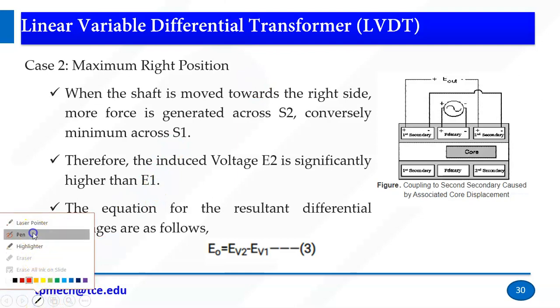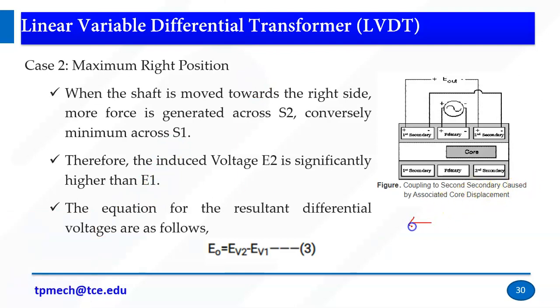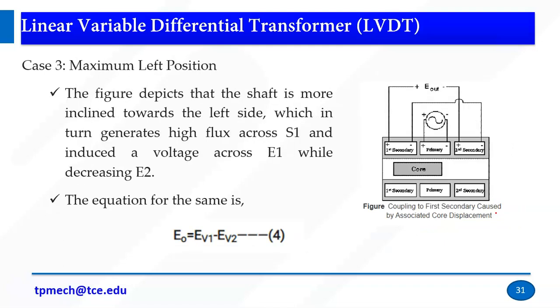that this direction, I take as negative. Assume that this one is negative, this one is positive. So negative and positive. If the core is in the right position, I can get the positive value. So if a positive value comes, it shows the core is displaced to the right side. Right, so if it is in the left position, again EV1 minus EV2, the value gives a negative value. So if a negative value comes, we know the core is in the left position.